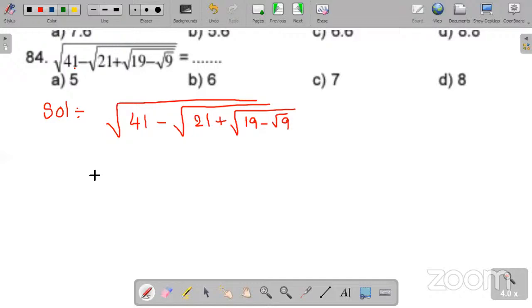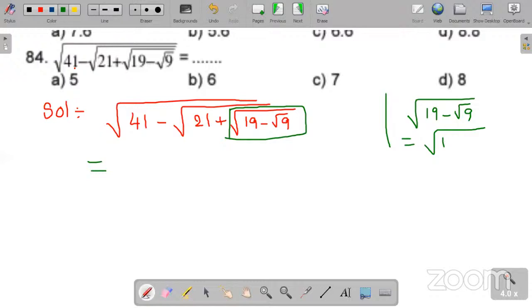So how to solve this problem? First you find root 9. First, this root value we find out separately. Root of 19 minus root 9 is equal to root of 19 minus, actually, root 9 is how much? You will be getting 3. One minute, I will come to this question also.